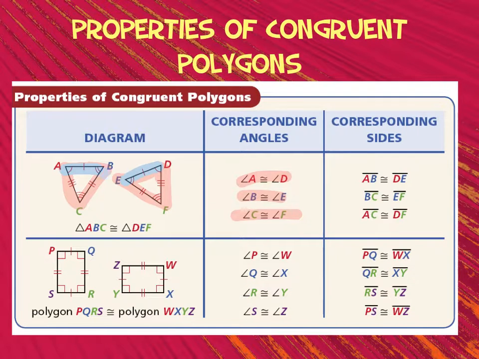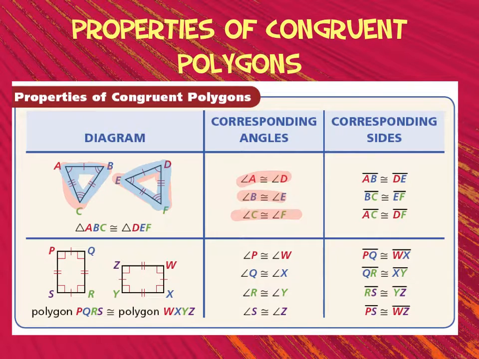Then BC is 2 tick marks, which means it matches EF, which has 2 tick marks. And AC has 3 tick marks, which matches DF, which has 3 tick marks. What do the tick marks represent? It's just the pairing of them. One with 1 tick mark matches any other side length that has 1 tick mark. One with 2 is the same length as anything else that has 2 tick marks.